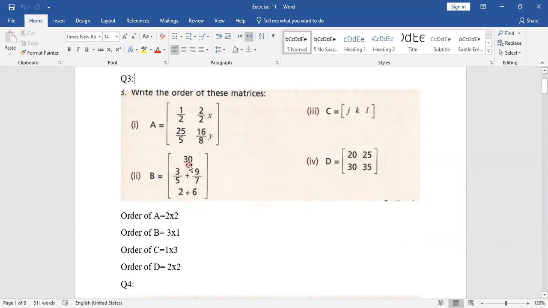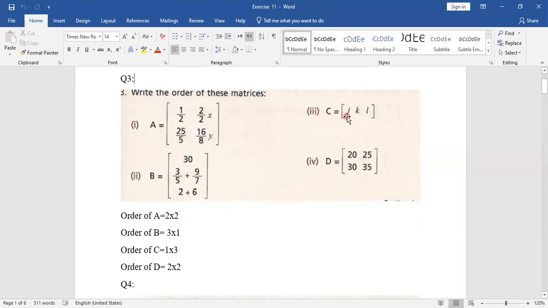B part: 3 by 5 plus 9 by 7. This 3 by 5 and 9 by 7 will be considered as a number, so it will show a row. 30 shows row 1, 3 by 5 plus 9 by 7 shows row 2, 2 plus 6 shows row 3. So the order of B is 3 cross 1.